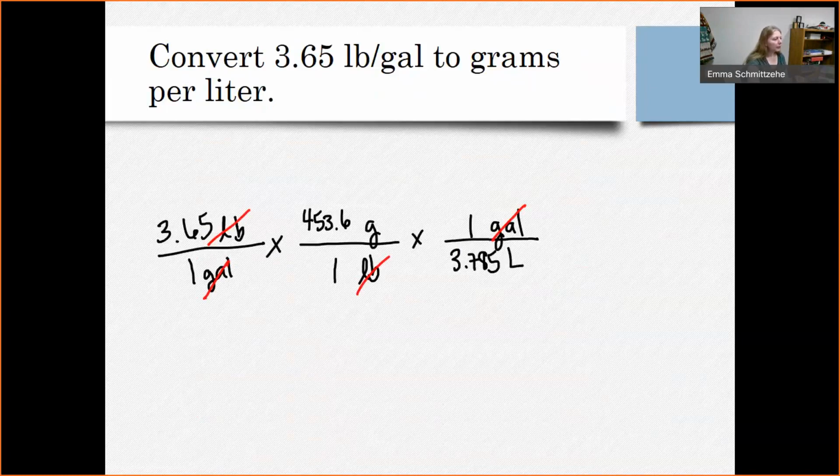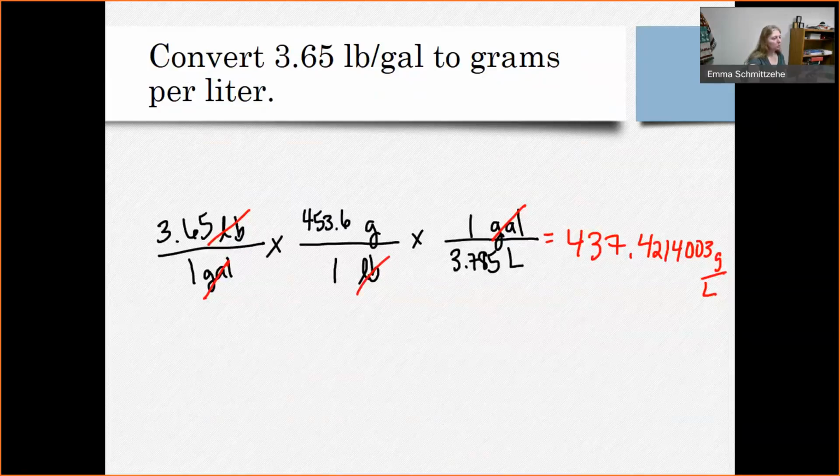Okay, so now if we punch that in the calculator, let's see what that gives us. 3.65 times 453.6 divided by 3.785. That gives me, at least the calculator tells me, 437.4214003, and that would be grams per liter. Okay. But again, we don't want to report this crazy number.